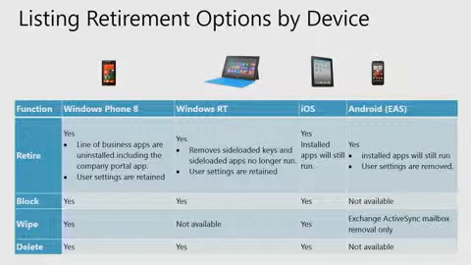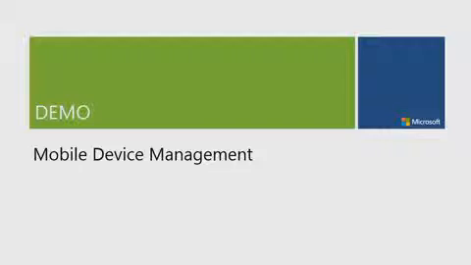And then with iOS, you can retire the device, and the apps that are installed will still run on that device. And then finally, Android, which uses Exchange ActiveSync, it does allow, through kind of a method that we enhance, I suppose you could say, with Android, allowing you to retire that device. So that gives you an idea of the retirement options via the device.